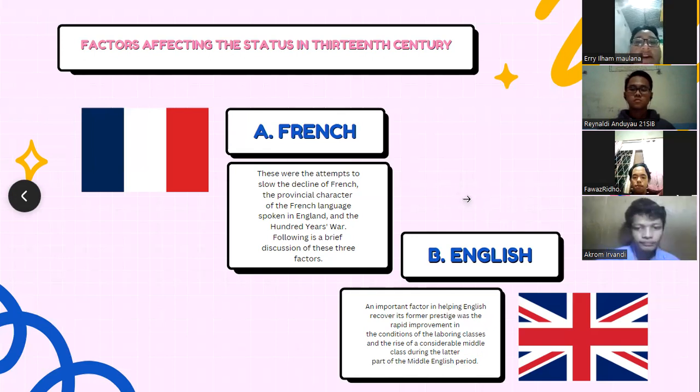B. Factors in the status of English. An important factor in helping English recover its former prestige was the rapid improvement in the condition of the laboring class and the rise of a considerable middle class during the latter part of the Middle English period. These changes were greatly accelerated when in 1348 there appeared in England a quite contagious and fatal disease that spread rapidly all over the country, reaching its height in the following year and continuing into the early months of 1350.